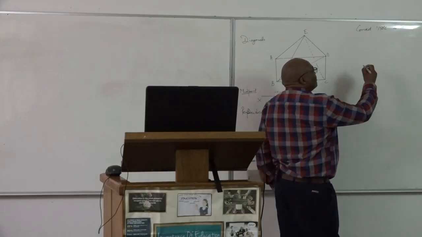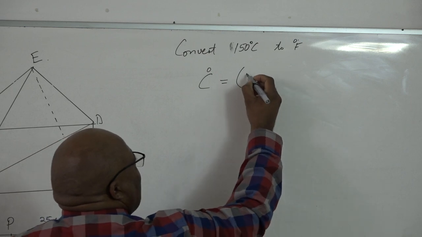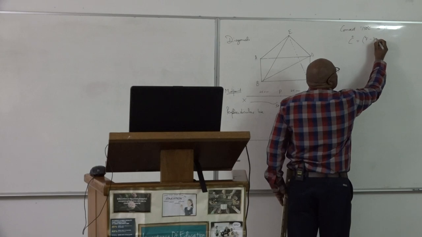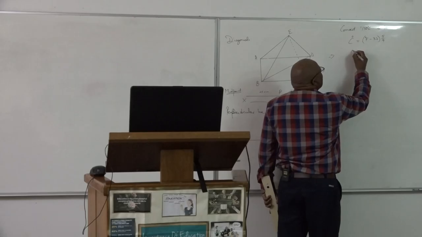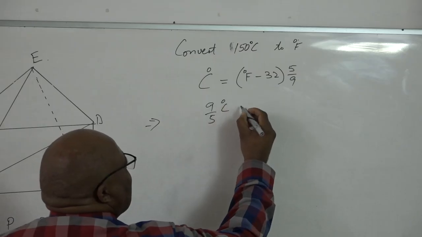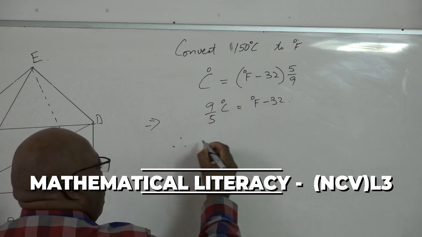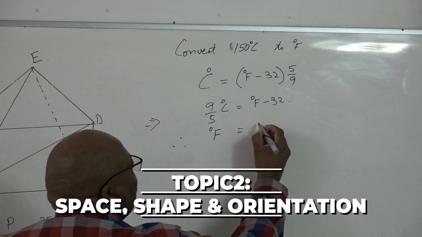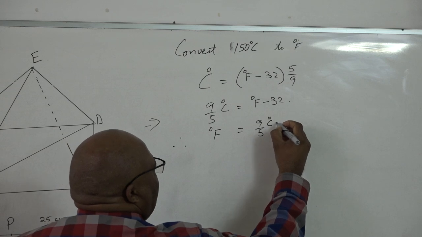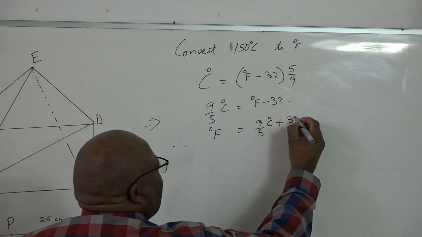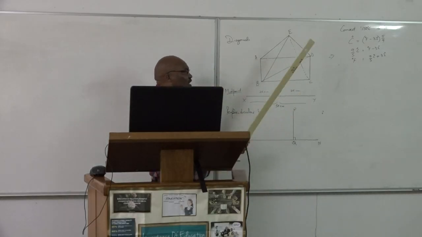The equation that we use is degrees Celsius is equal to open bracket degrees Fahrenheit minus 32 close bracket, times 5/9. So this is equal to 9/5 degrees Celsius is equal to degrees Fahrenheit minus 32 degrees. Therefore, degrees Fahrenheit is equal to 9/5 degrees Celsius plus 32 degrees. This is how you are going to work it.